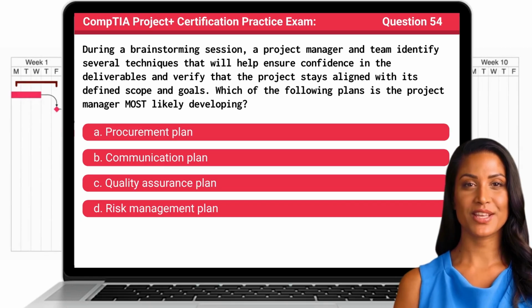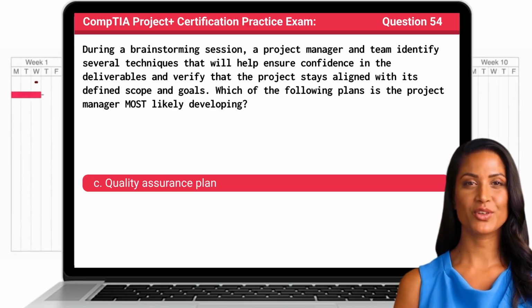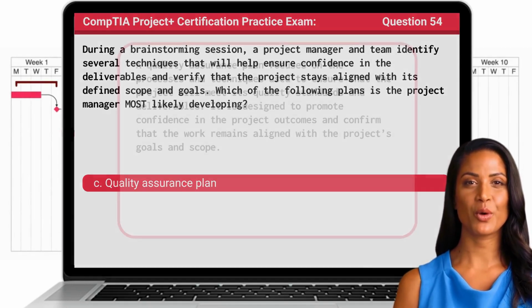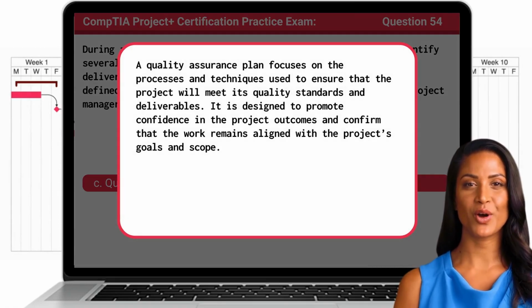The answer is C. Quality Assurance Plan. A quality assurance plan focuses on the processes and techniques used to ensure that the project will meet its quality standards and deliverables. It is designed to promote confidence in the project outcomes and confirm that the work remains aligned with the project's goals and scope.